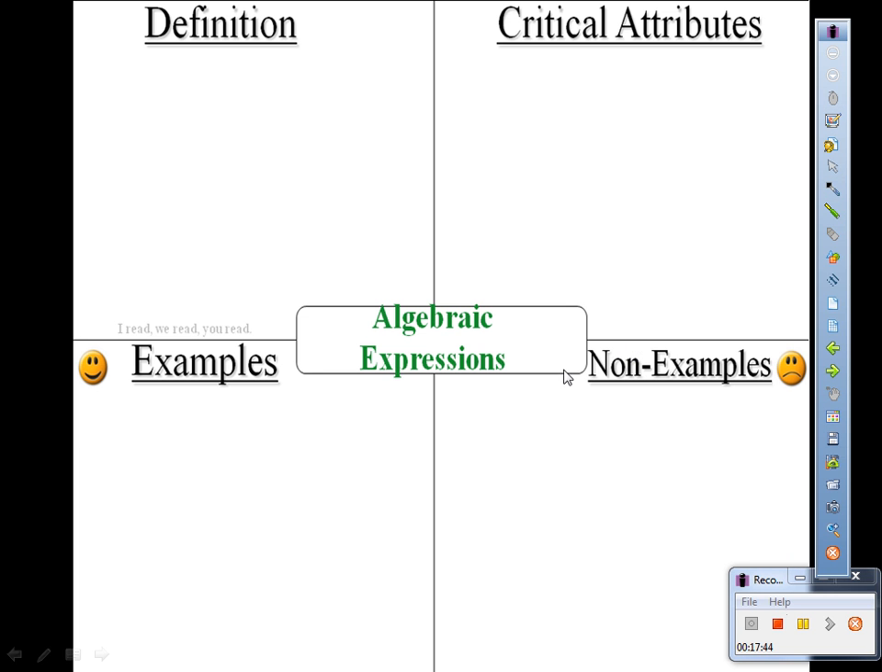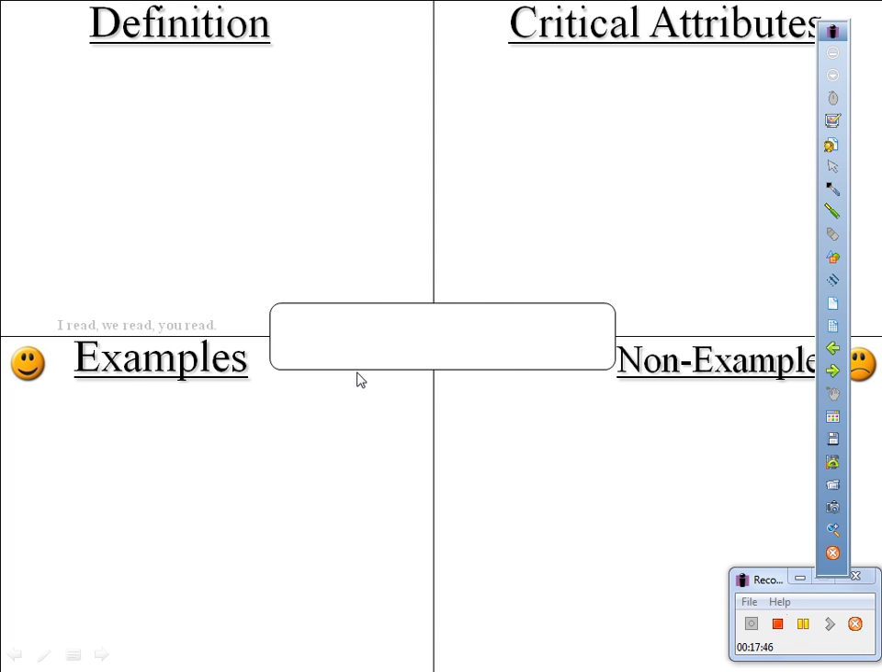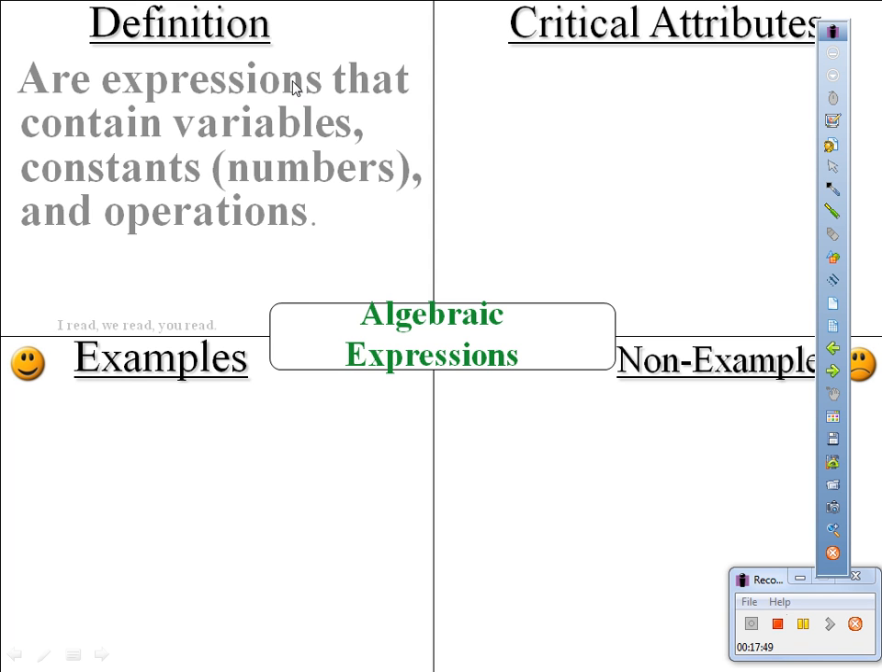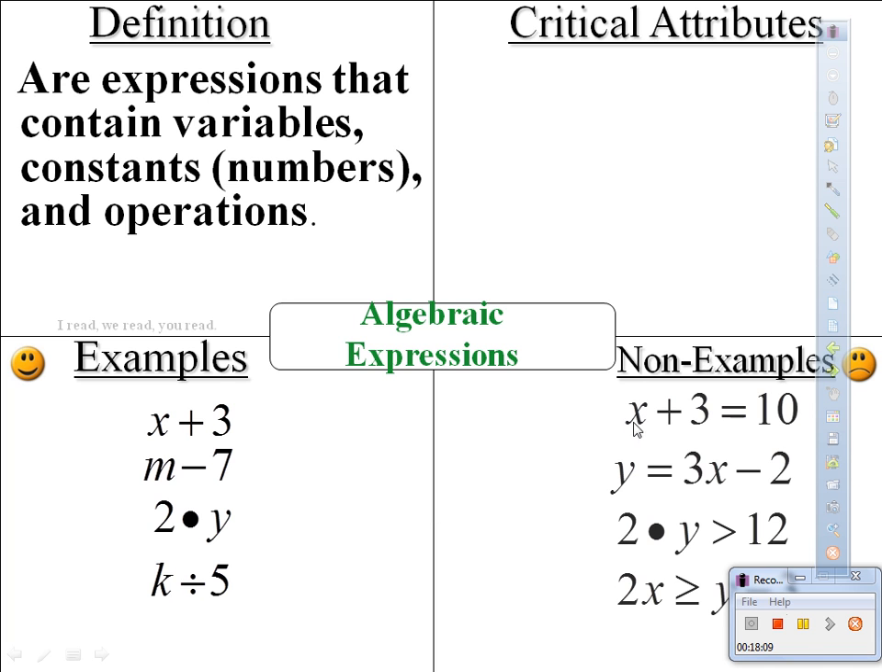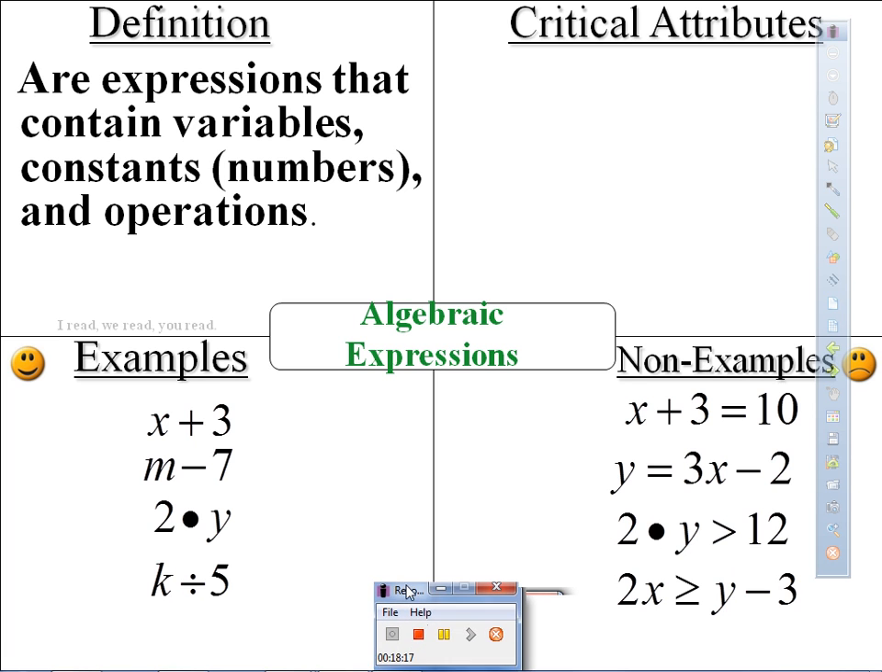Let's fill out our prayer model. Ready? Algebraic expressions. Write this down, please. Algebraic expressions are expressions that contain variables, constants, and operations. Examples: x plus 3, m minus 7, 2 times y, k divided by 5. And non-examples: x plus 3 equals 10, y equals 3x minus 2, 2 times y greater than 12, and 2x greater than y minus 3.